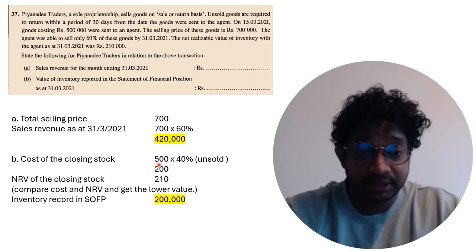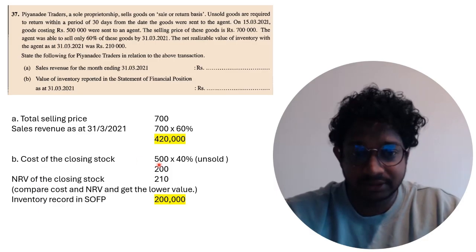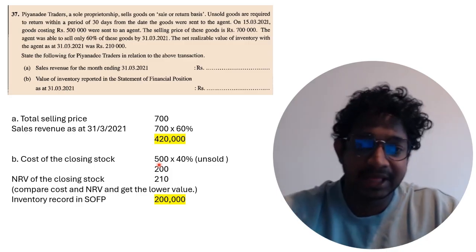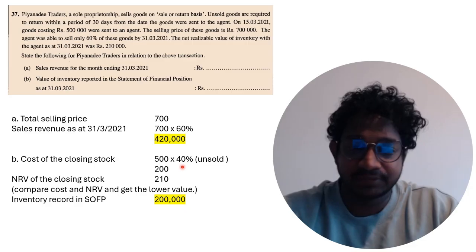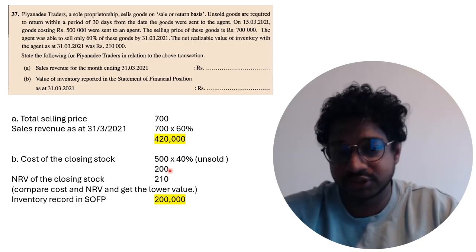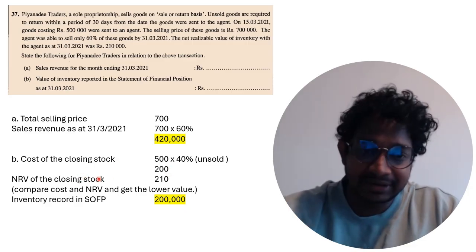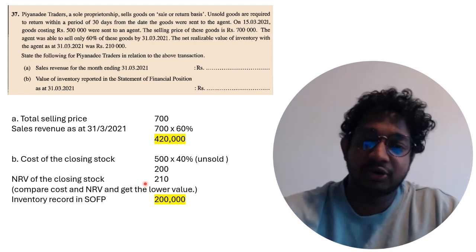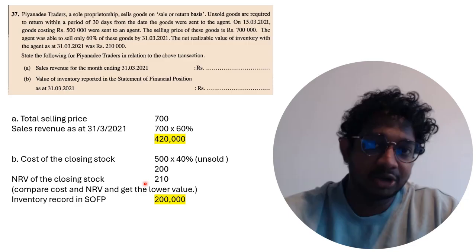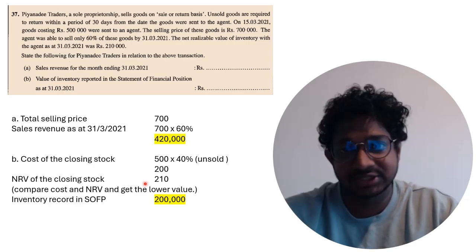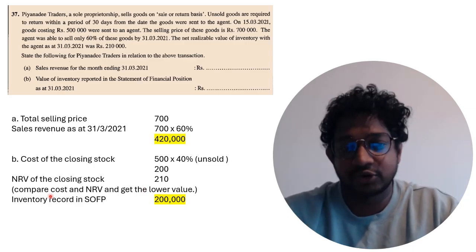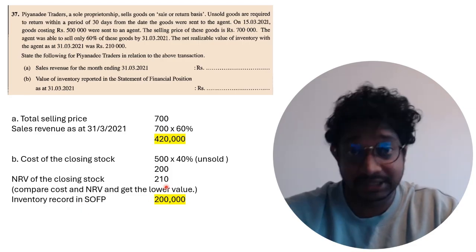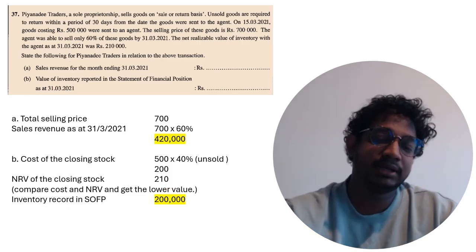And they ask for the cost of the closing stock. So cost of the sent stock is 500. From that 500, you sold 60%. So which means you unsold 40%. So 500 into 40%, your cost of the closing stock is 200. And the NRV given at closing date is 210,000. So comparing cost and the NRV, you have to record the lower value in your financial position. So you have to record inventories in SFP at cost, because NRV is higher in this case, 200, right?